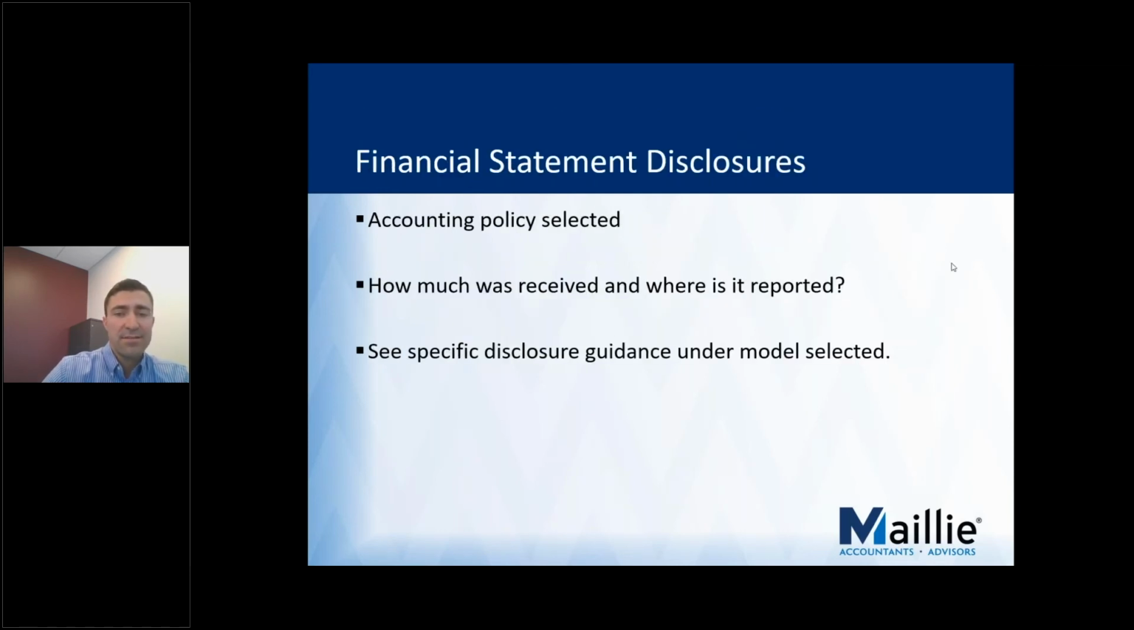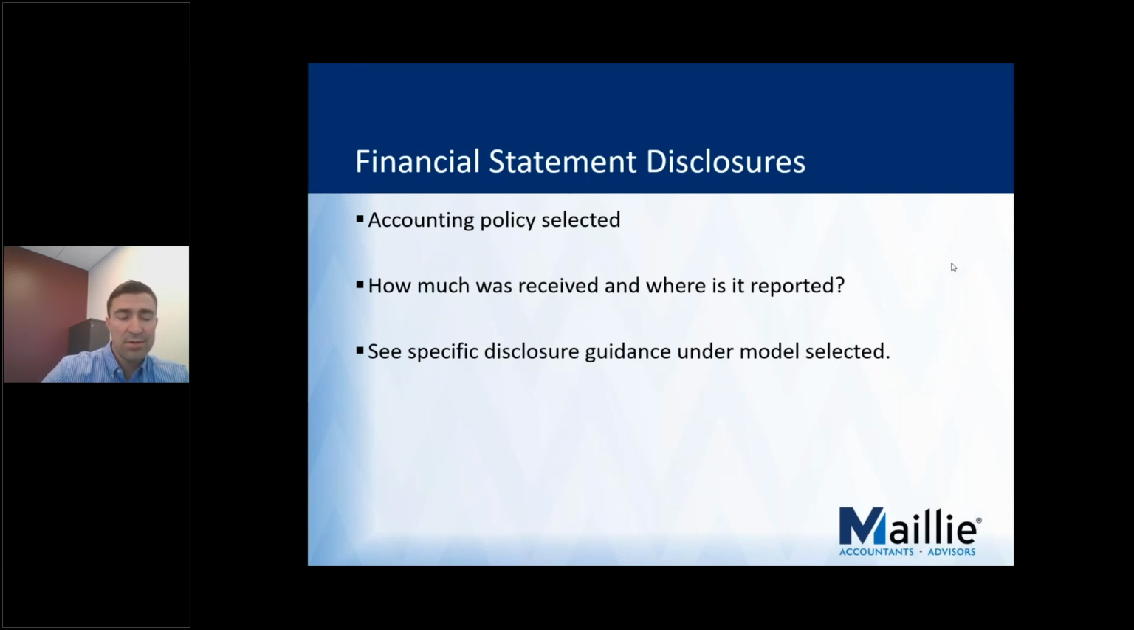Taking a look at financial statement disclosures, you will be required to disclose the accounting policy you've selected, whether that's the government grant model or the debt model or one of the other two models we haven't discussed in depth today. Depending on the model you select, your disclosures could vary, but they're likely to include the amount of funds you received under the PPP program and where those funds are reported within your financial statements.